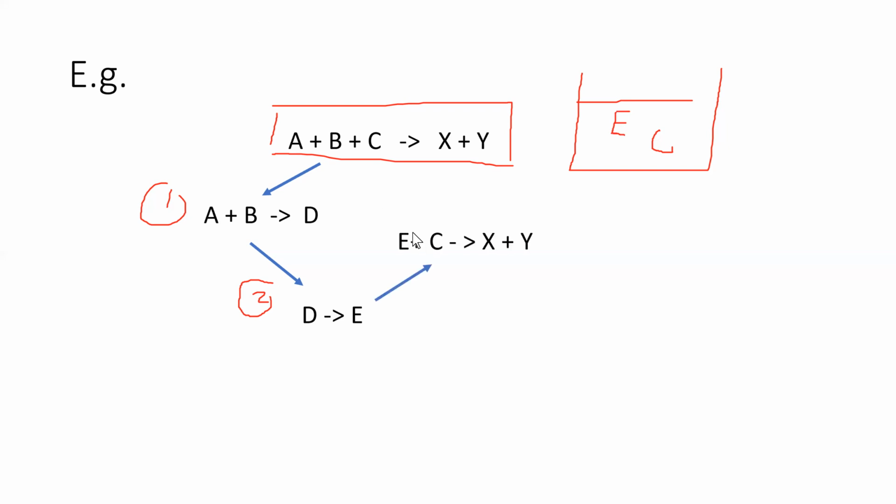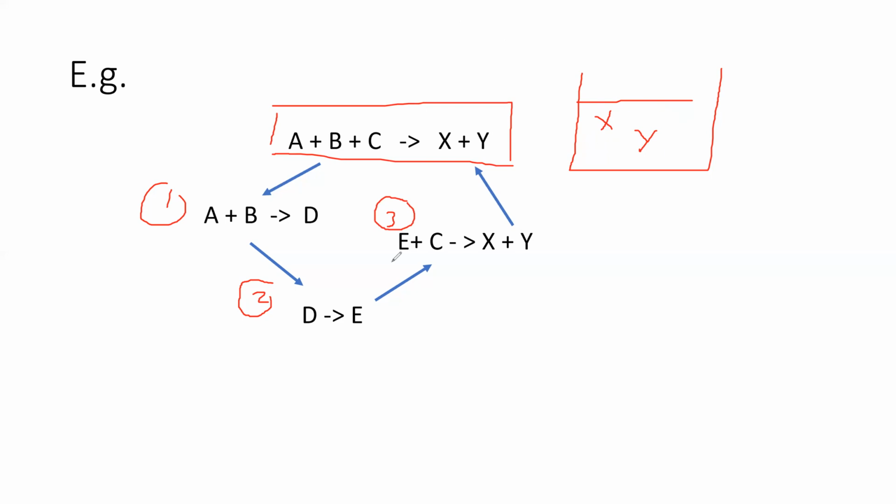And then in my third step, finally E and C react to form X plus Y. So these two things react, and they form X and Y. So finally, I get to my final product, which is X and Y. So I have 3 steps in this process.